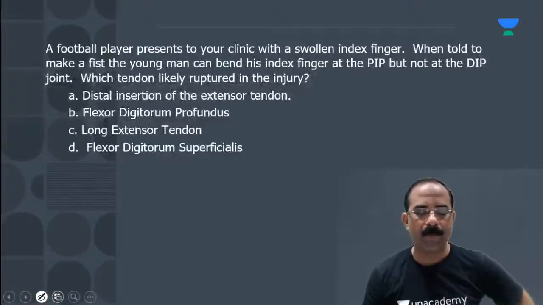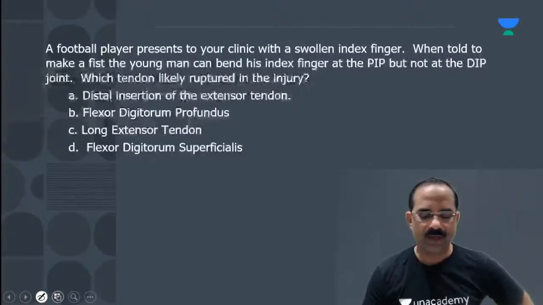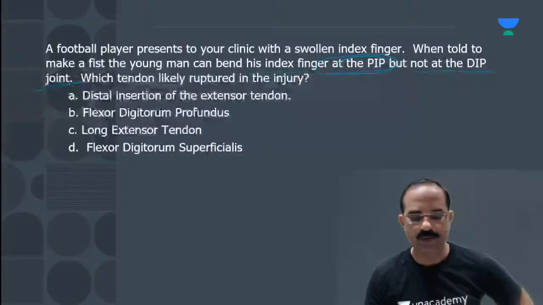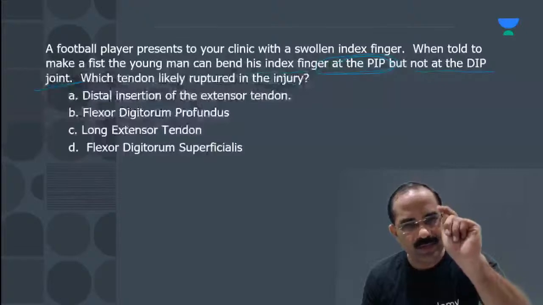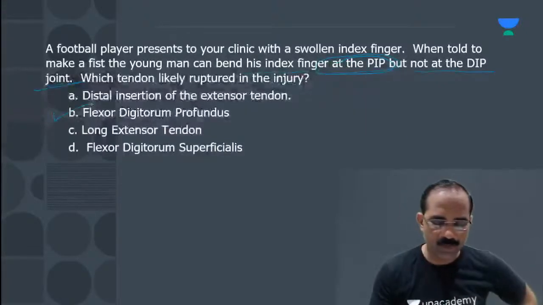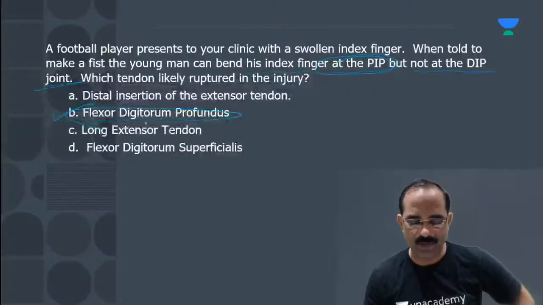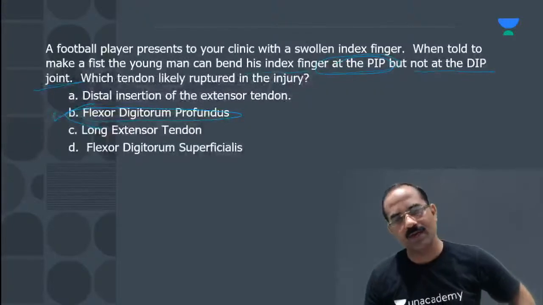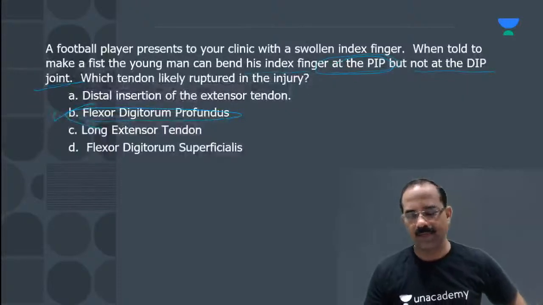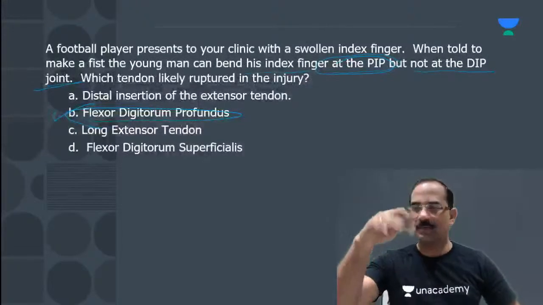Yes, very good. Yes, the rest of you also answer, students. So look, he can bend his index finger at the proximal interphalangeal joint but cannot bend at the distal interphalangeal joint. So now you know who's going to flex the distal interphalangeal joint, students. That's the flexor digitorum profundus. So this would be the injury to FDP, the flexor digitorum profundus. Clear? Simple, eh? But this is how the MCQs are asked.